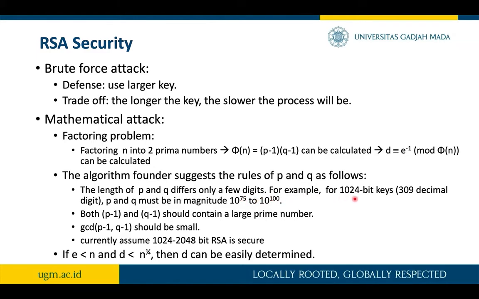For example, for 1024 bit keys, P and Q must be in magnitude of 10 to the power of 75 to 10 to the power of 100. So P and Q must be between these two. Then both P minus 1 and Q minus 1 should contain large prime numbers. Then the greatest common divisor between P minus 1 and Q minus 1 should be small. At the moment, actually, we need to use 2048 bit RSA keys.